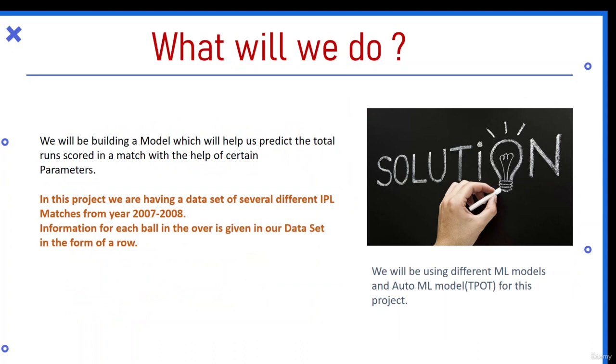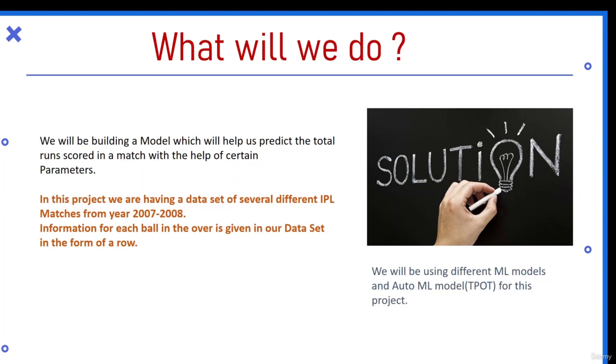About the dataset, we have a dataset in which several IPL matches' data from year 2007 to 2008 is given. Information of every ball in a match is given in the form of a row. So we have an ample amount of information about that match: what ball was played, how it was played, how many runs were scored, and everything. We'll be using different machine learning models and an auto ML model for this project.